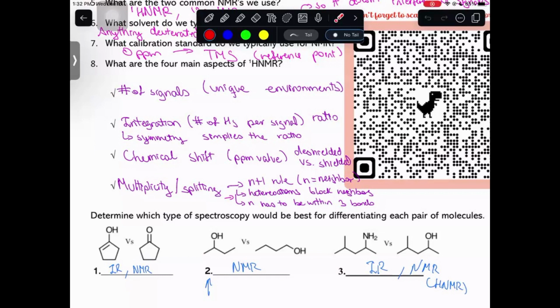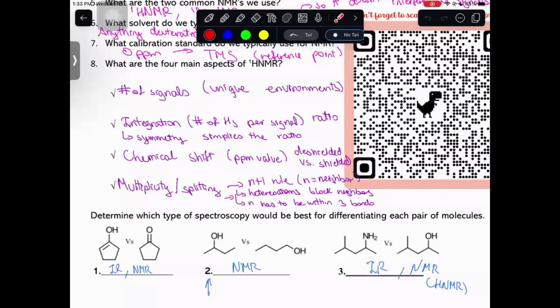So again, for each NMR, we have 4 different aspects. First one, the one that we were practicing, was the number of signals. Number of signals is just unique environments, unique connections that you have. And distance sometimes is gonna be involved in it. Now, next aspect, the easiest one, integration.